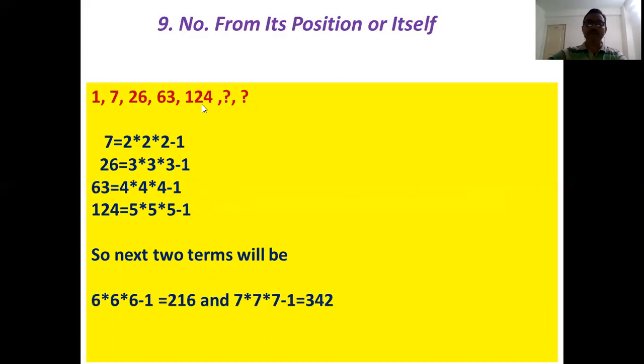So the next number will be 5 cube minus 1, and the next number in place of the first question mark will be 6 cube minus 1. And the next number will be 7 cube minus 1, that is 342. And keep one thing in mind, 6 cube minus 1 would be 215, not 216.